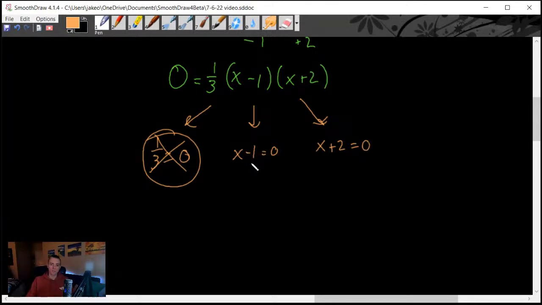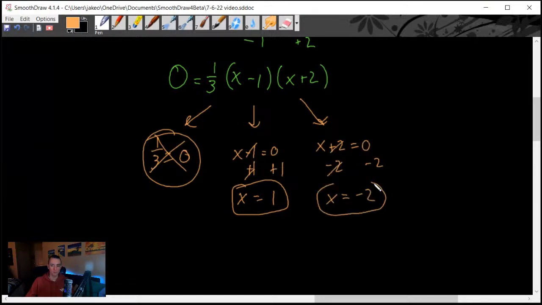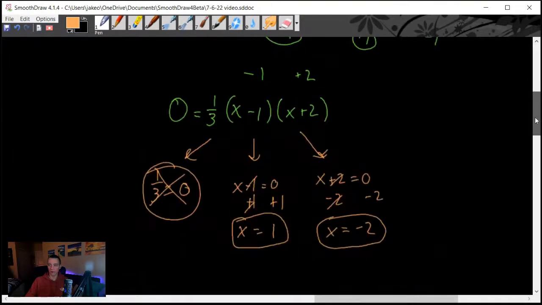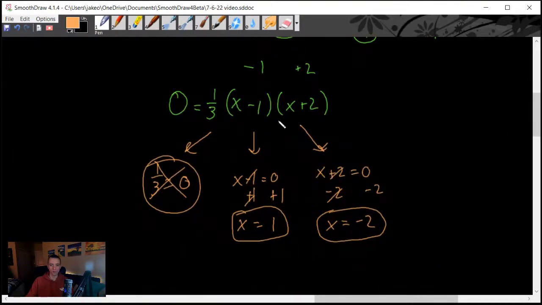Then we can solve this equation by simply adding 1 to both sides. So that'll cancel the minus 1 over here, giving us x equals 1. Then we can solve this equation by subtracting 2 from both sides. So that'll cancel with the plus 2, giving us x equals negative 2. So x equals negative 2 and x equals 1 are the zeros of our original polynomial function because they solve this equation in its factored form.